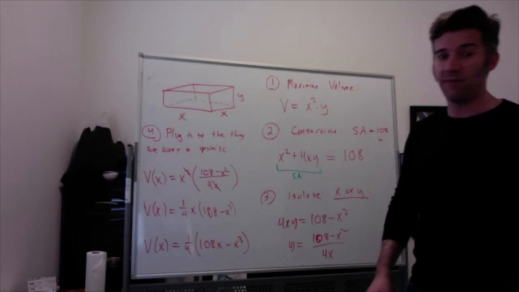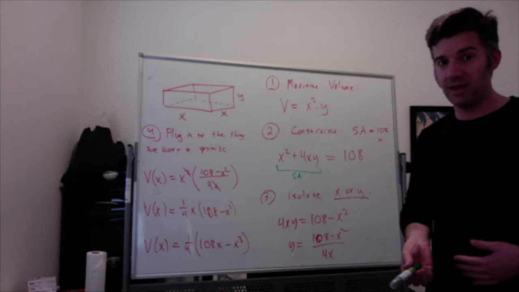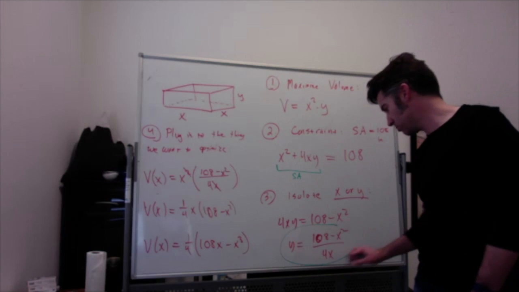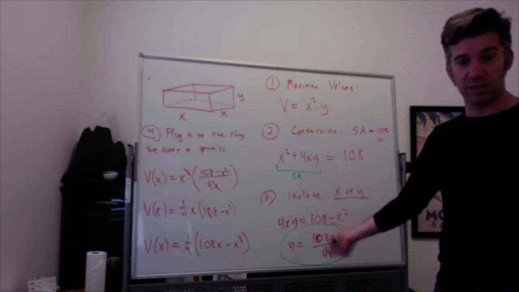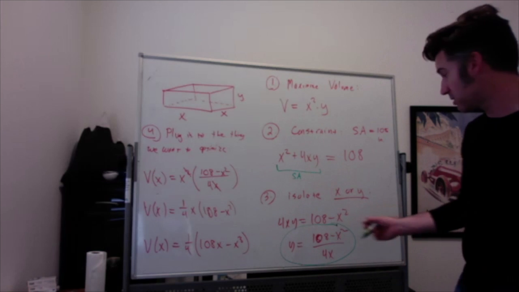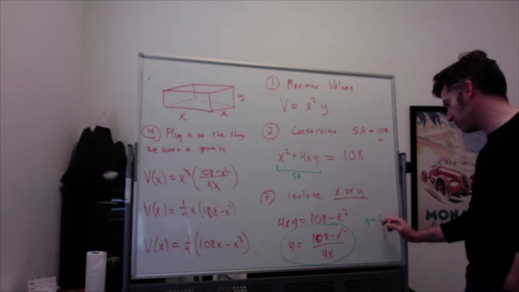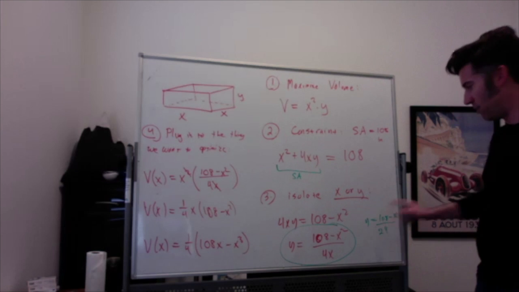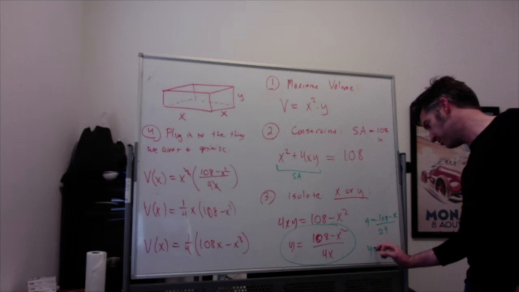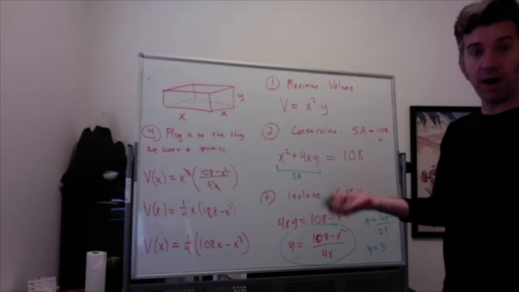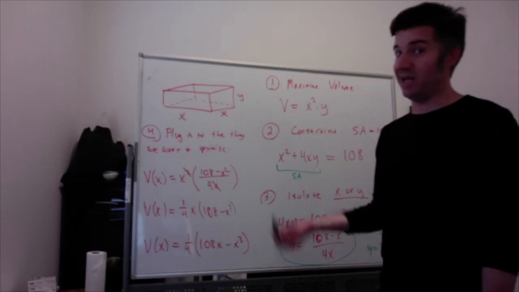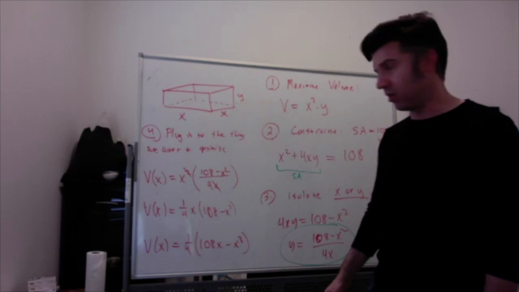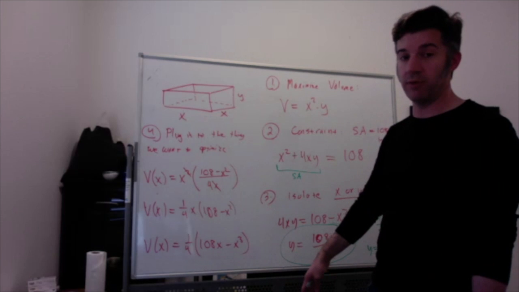Now, typically, to find the other dimension that you haven't found yet, there's almost always at this point an equation that has the thing you want. And it is right there. Typically, it's your isolated constraint solved for. So if I know that x is 6, I know that y is going to equal 108 minus 36 all over 24. 108 minus 36 is 72. 72 over 24 is 3. So the box that holds the most volume, that has 108 square inches of surface area, is a 6 inch by 6 inch by 3 inch high box. And it holds 6 times 6 times 3, which is 108.